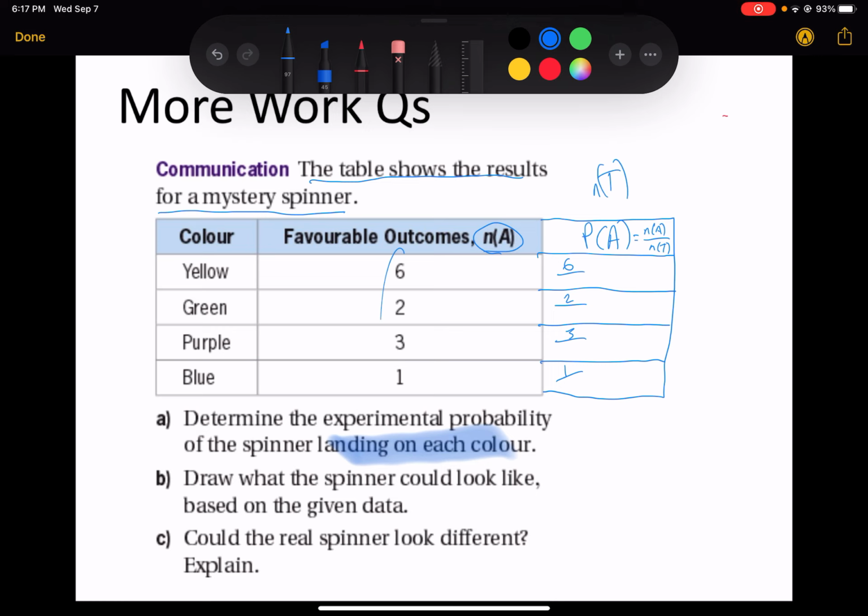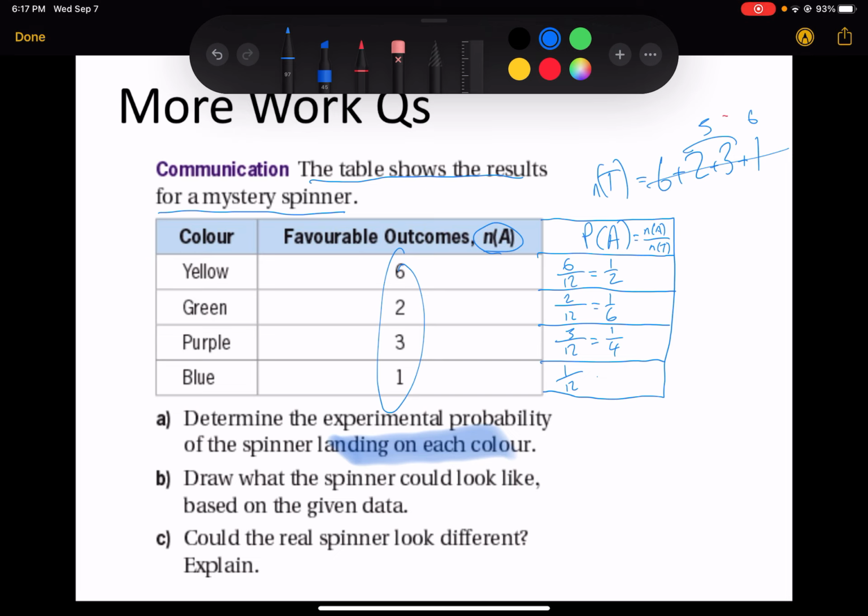And basically, if these are all the outcomes, well, NT is equal to 6 plus 2 plus 3 plus 1, which is equal to 6 plus 5, or 6 plus 6, which is equal to 12. So it's 12 in all these situations, which is equal to 1 over 4, and this is 1 over 6, and this is equal to 1 over 2.